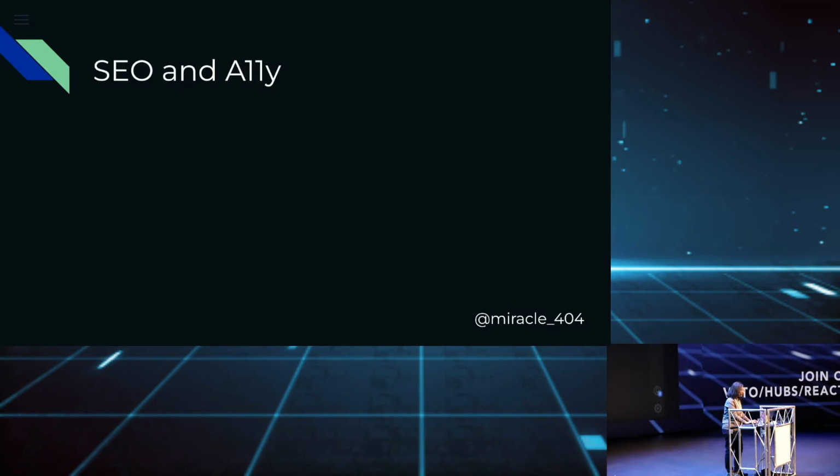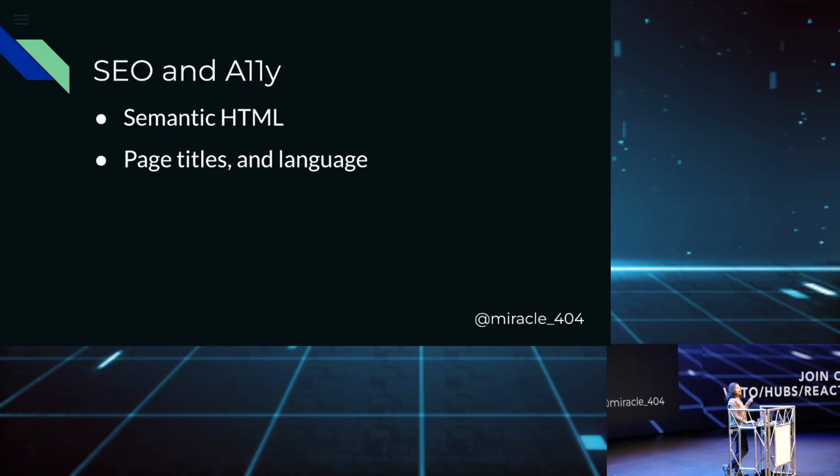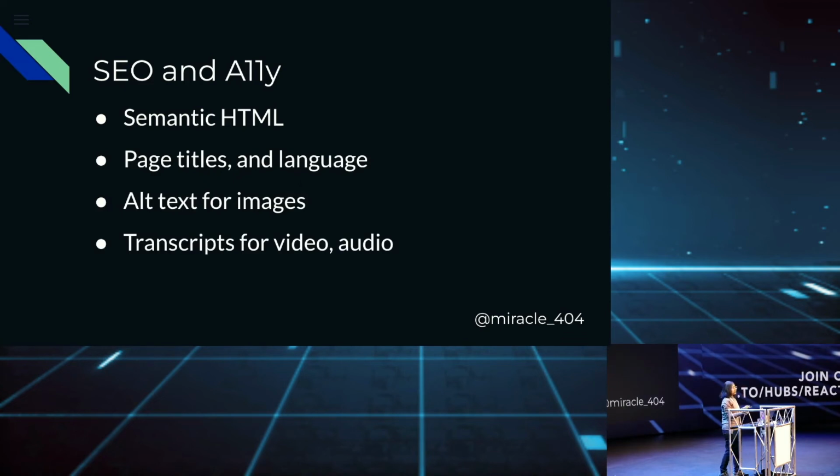Okay, cool. So without going into details because the time is limited, let's look through some of the things which are important to both SEO and accessibility. Semantic HTML, pretty important for accessibility as well as SEO. Page titles and language, we just saw. Alternative text for images, transcripts and captions for video and audio, descriptive link text, and a lot more. So there are so many things which are very important for both search engine optimization as well as accessibility. Cool. So we talked a bit about SEO and accessibility.